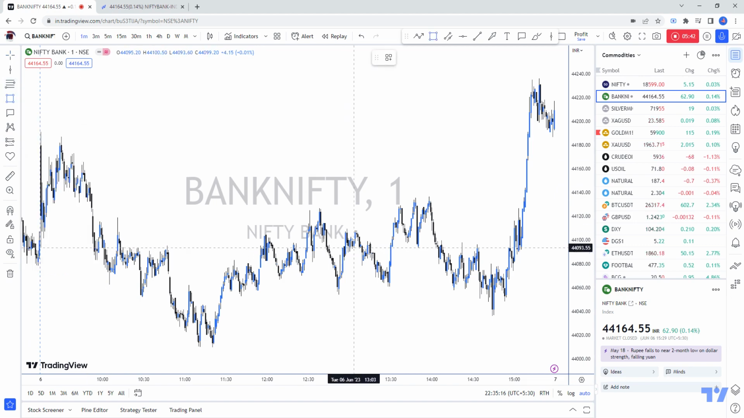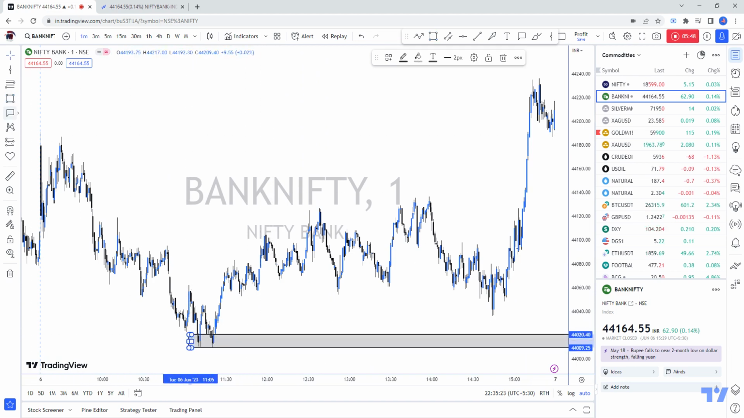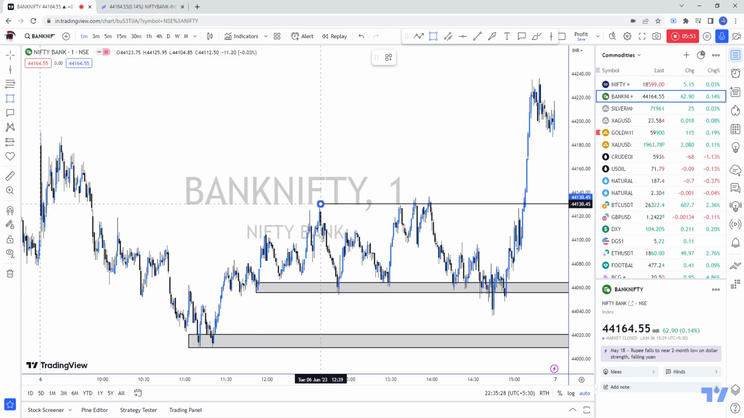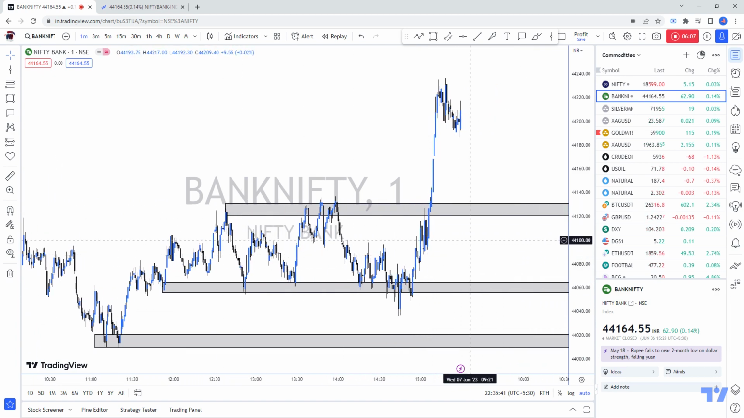For example, here you can draw multiple zones. Here I can draw one zone, here another, and here another. Here you see it has given a fake out. After two attempts, on the third attempt there is a fake out and close back inside, so here you can short. Here again it has given a fake out and closed inside, so you can go long and target this. So this is a very simple strategy.